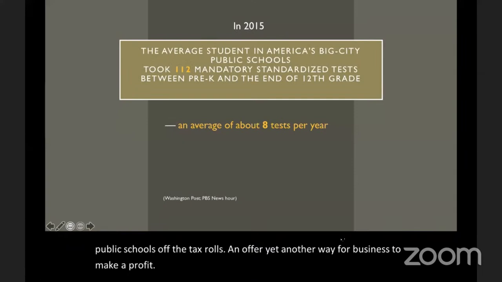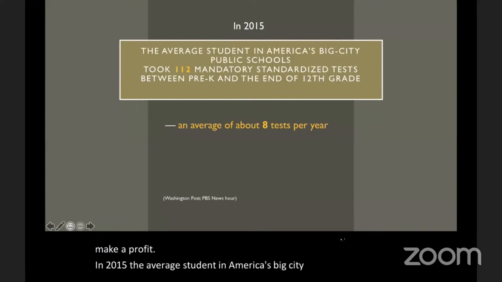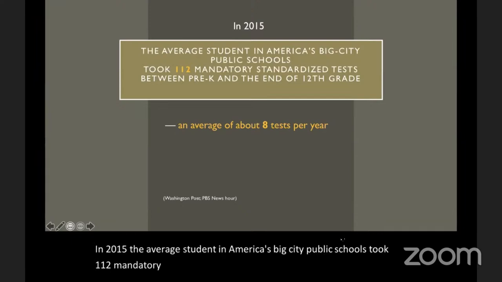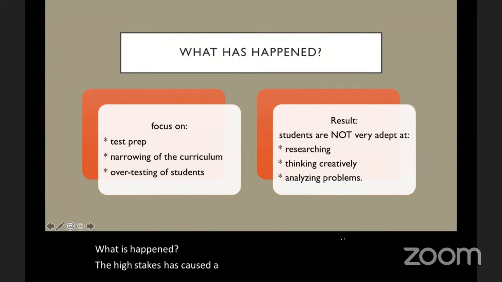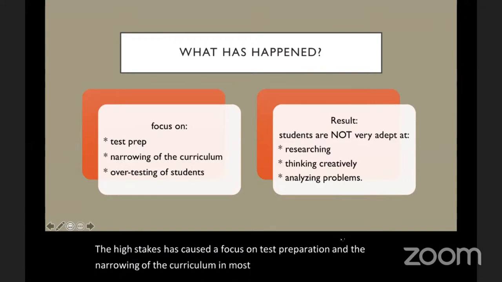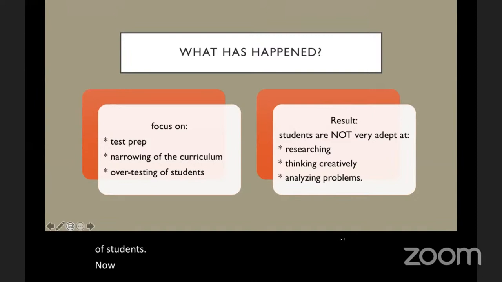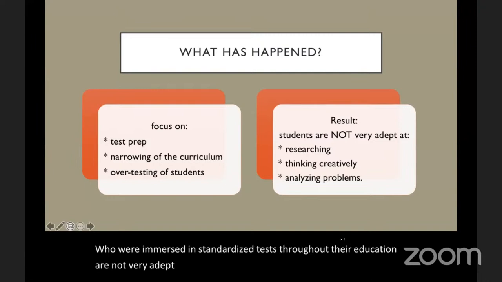In 2015, the average student in America's big city public schools took 112 mandatory standardized tests between pre-kindergarten and the end of 12th grade. That's an average of about 8 tests per year. What has happened? The high stakes has caused a focus on test preparation and the narrowing of the curriculum in most schools, as well as the over-testing of students. Now, after 17 years, research shows that students who were immersed in standardized tests throughout their education are not very adept in researching, thinking creatively, or analyzing problems for themselves.